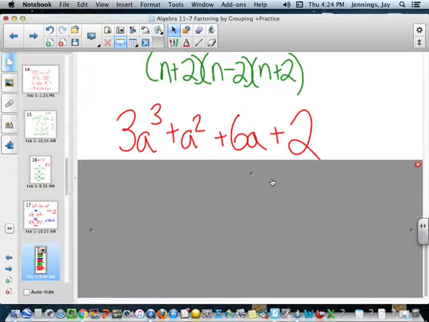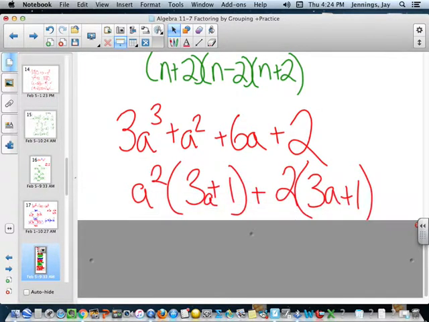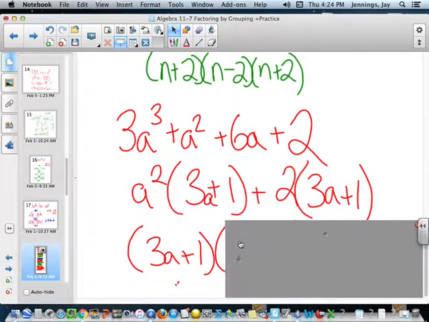A 2, and then you're left with 3a plus 1. Now that you've grouped them into really 2 terms, what do they then have in common? And if your answer is 3a plus 1, you're right. And then what are you left with? A squared plus 2.